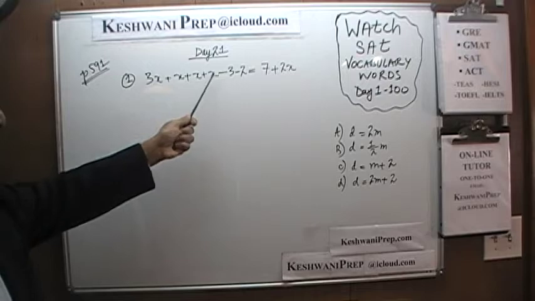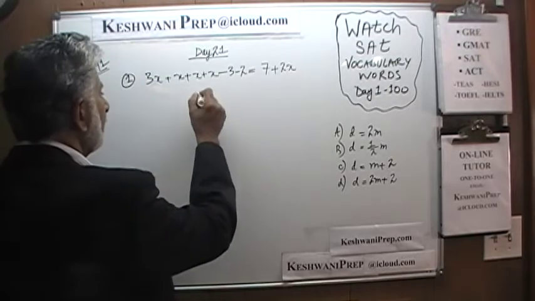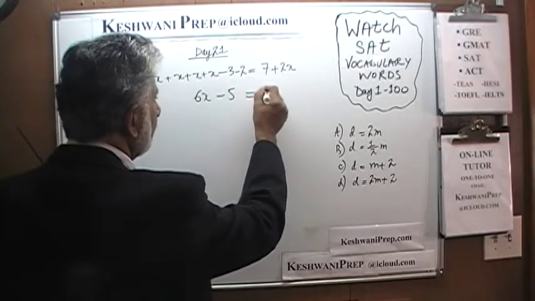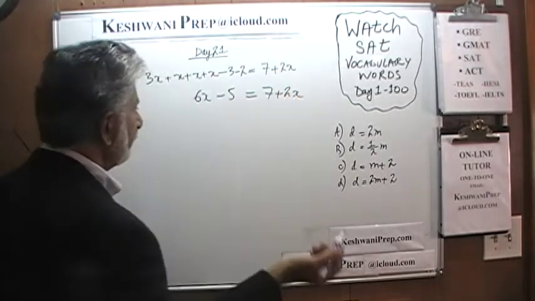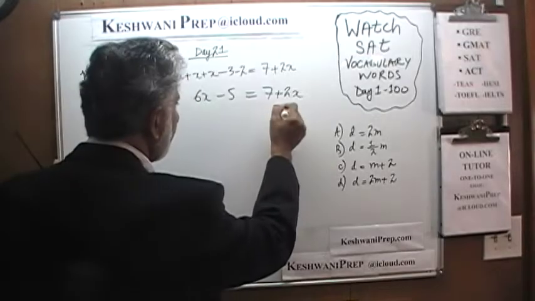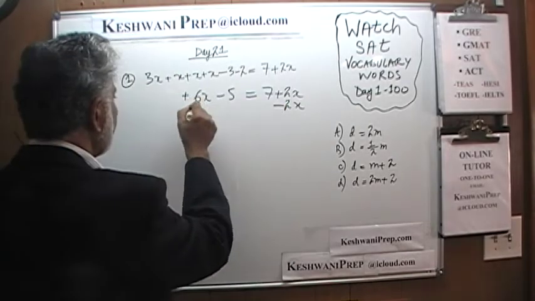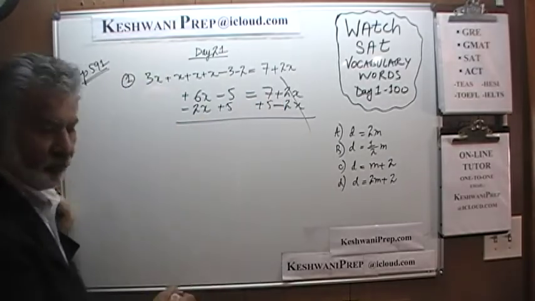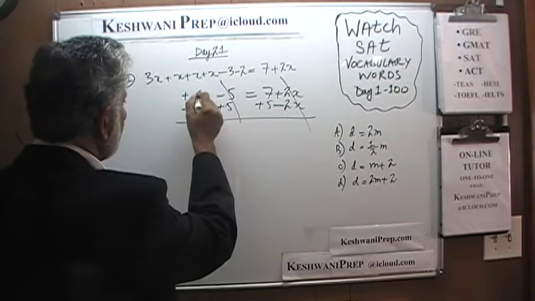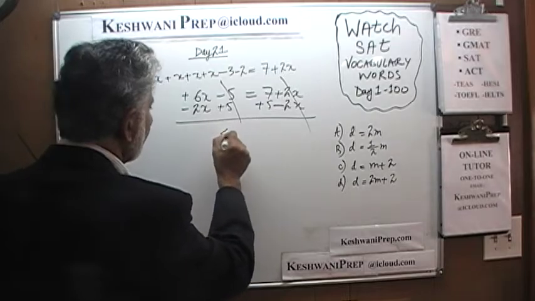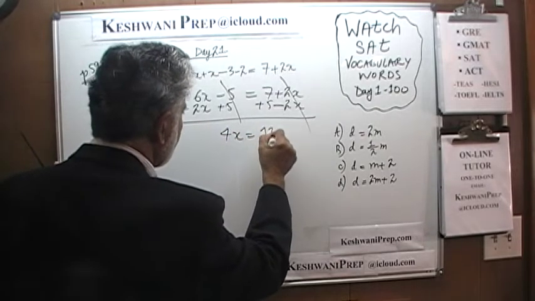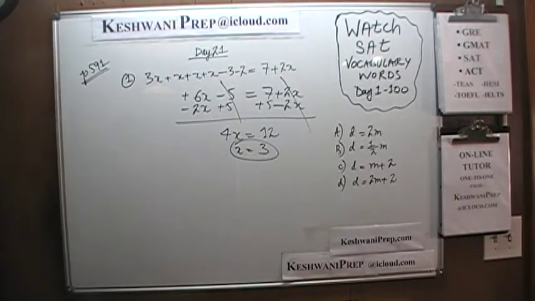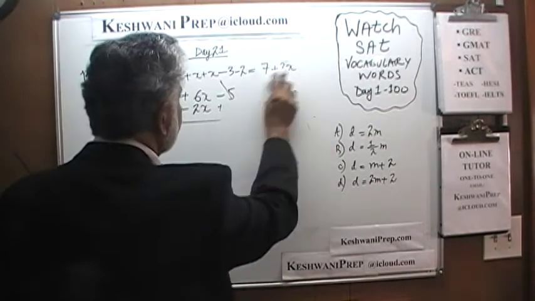3x plus x plus x plus x, that's 6x, and minus 5, we are told, is equal to 7 plus 2x. We just have to solve for x, so bring the x to all the other side. Subtract 2x from both sides. Add 5 to both sides, quite straightforward. 2x is going to drop out, 5s are going to drop out. 6x minus 2x is 4x equals 12, there you go, and x is equal to 3. Nothing to it, straightforward, simple. That's number 1.